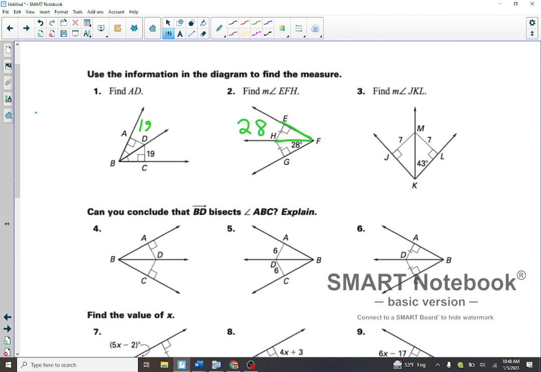And then find JKL. The lines match, the angles match. Let me draw it. Lines match, angles match. This is 43.